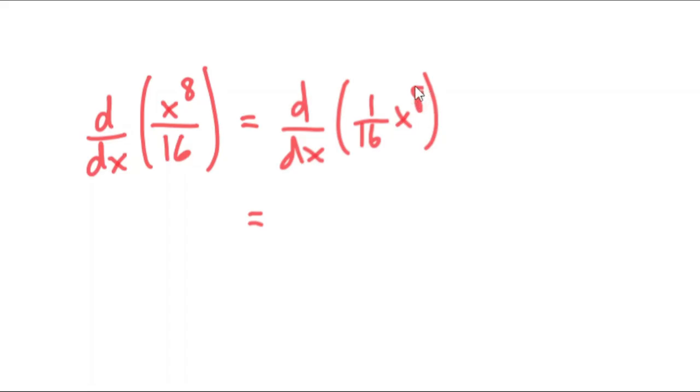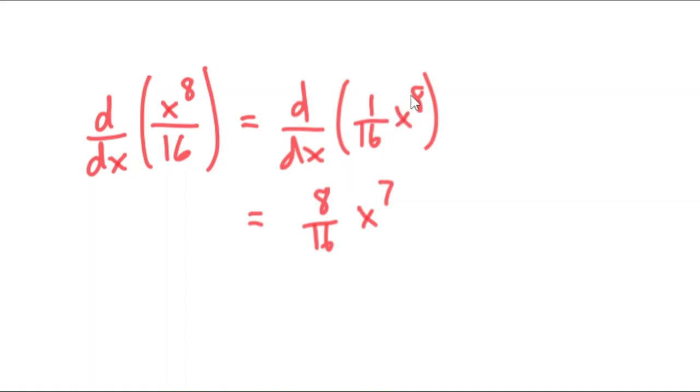Well, again, we can take the 8 and multiply it out front. So we get 8 times 1/16. That's really 8/16 times x to the 7th power. Remember, you lower that by 1. By the way, I'm getting rid of the d dx now because I'm actually taking the derivative. This says the derivative of this is the same thing as the derivative of this. This is just another way of rewriting this.